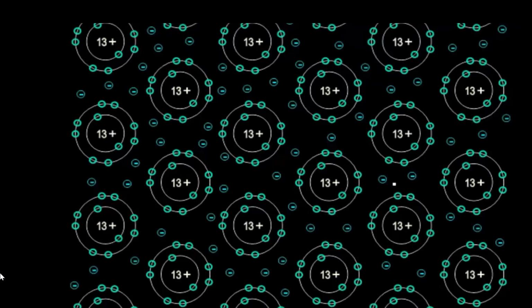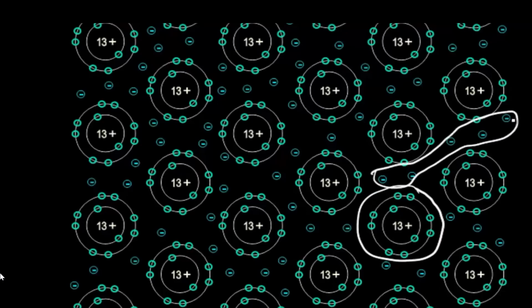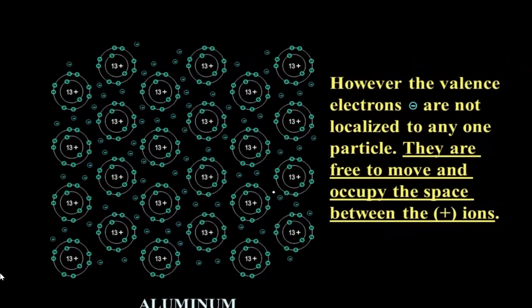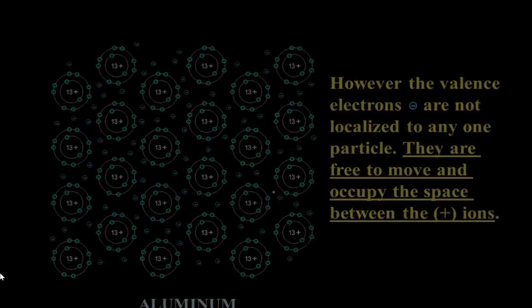The space in between each atom is filled by the valence electrons that have been given up by each metal atom. So the metal atoms become cations, positively charged ions, and the valence electrons are loose in the spaces between the cations. So what's holding the crystal together is the electrostatic attraction between the positively charged cations and these free-floating negatively charged electrons. And so the valence electrons are not localized to any one particle. They are free to move and occupy the space between the positive ions.